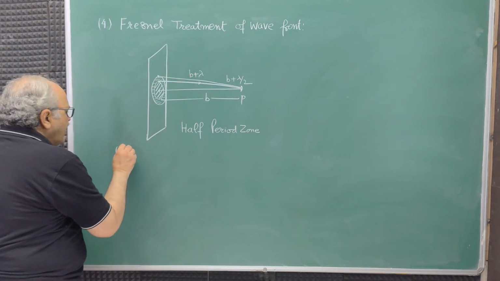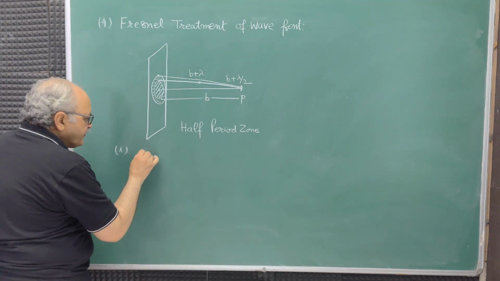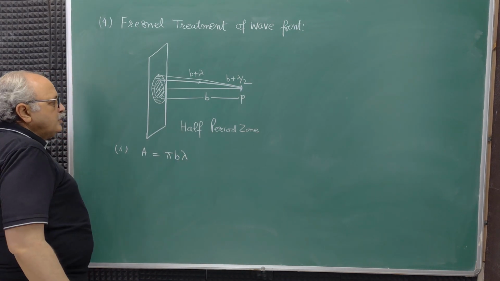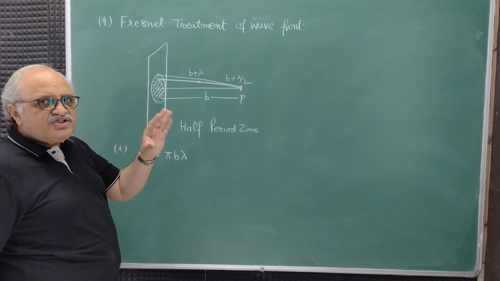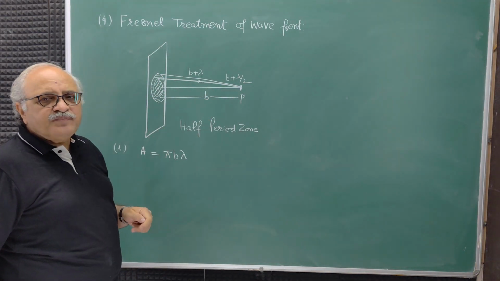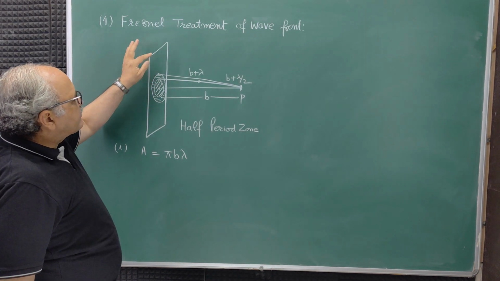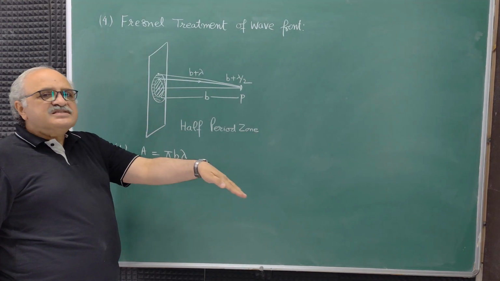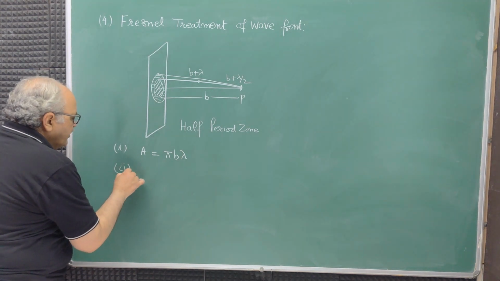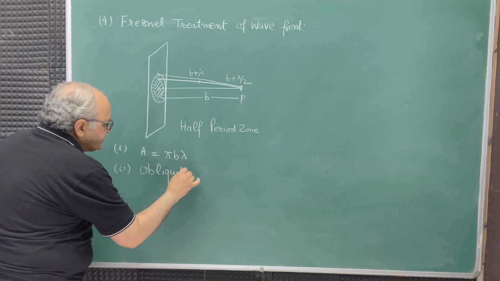The point related to half period zones is that the area of each zone is pi b lambda. It is the same. So the contribution from each half period zone is the same. However, when they reach the point P, they are not reaching at the same angle. As we go to higher-numbered half period zones, the distance is increasing, and even the angle is changing. Because of this factor, we call it the obliquity factor.